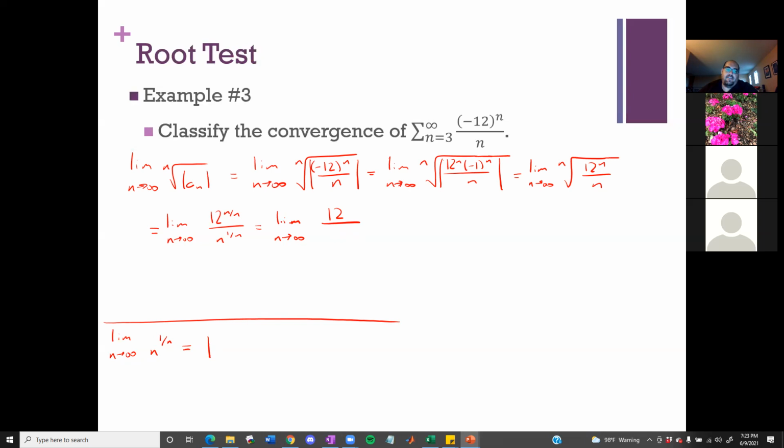So really what we have here is the limit is 12 over 1, 12. So this series here diverges. And I am guessing some of you probably saw that coming. You know that the series of 1 over n diverges. And this one's just, the values are going to get even further away from 0 because of that negative 12 to the n. Any questions here?